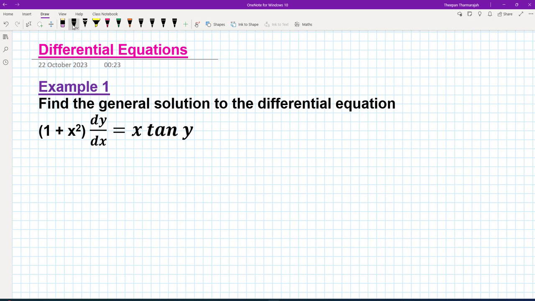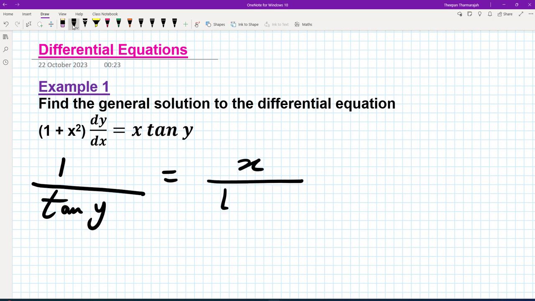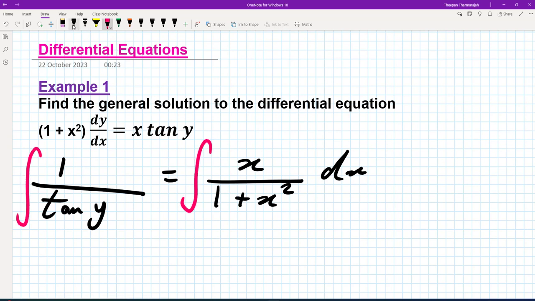So we're going to get all the x terms on one side and all the y terms on the other side. So I'm going to get 1 over tan y equals x over 1 plus x squared dx. Now we're going to integrate both sides here like so, and 1 over tan is the same thing as cot y.